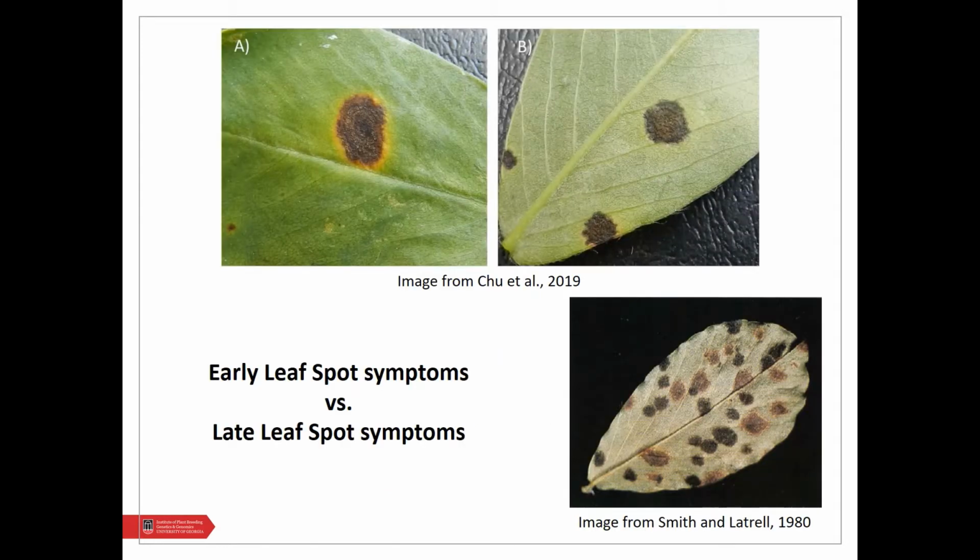The image at the top left, labeled A, shows an early leaf spot lesion. It's brown with a chlorotic halo around it. And then the image at the top right, labeled B, shows a late leaf spot lesion. It's more of a blackish color, doesn't have the characteristic yellow halo that an early leaf spot lesion does, and it sporulates on the bottom part of the leaf.